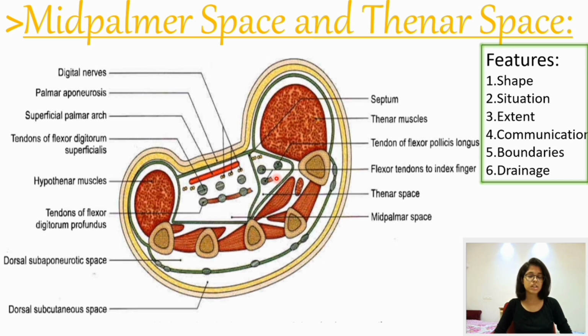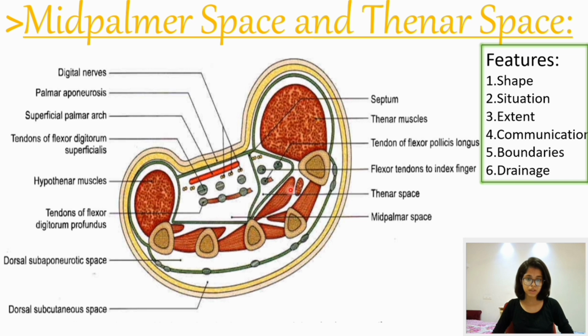Next is communication. So thenar space proximally communicates with the forearm space of Parona and distally it communicates with the fascial sheath of first lumbrical. Next is boundaries. So anterior boundary of thenar space is formed by the flexor tendon of index finger with the first lumbrical and palmar aponeurosis. Along with this, we have short muscles of thumb. Next, the posterior boundary is formed by the transverse head of adductor pollicis muscle.